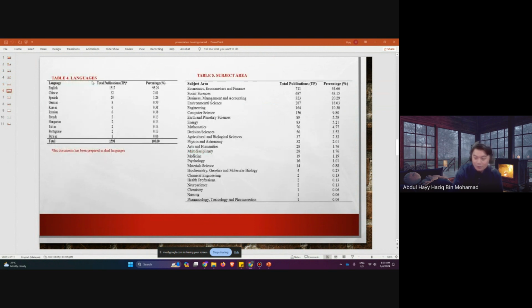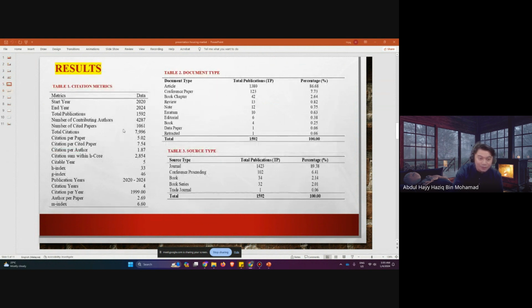This is the languages. Of course, the dominant one is English with 1,517 total publications. They also have Chinese, Spanish, German, Korean, Russian, French, Hungarian, Italian, Portuguese, and Persian. And if we calculate here, overall we gain 1,598.